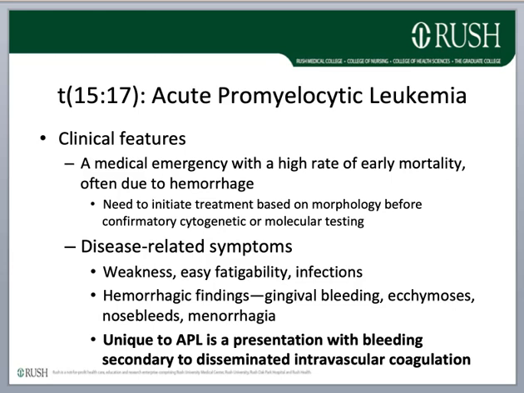In addition, patients with AML in general and APL in particular present with symptoms, as mentioned, that are related to complications of pancytopenia, that is anemia, neutropenia, and thrombocytopenia. So this includes weakness and easy fatigability, infections of variable severity, and especially hemorrhagic findings such as gingival bleeding, ecchymoses, epistaxis, or nosebleeds, or menorrhagia in women. Combinations of these symptoms are common. Now, unique to APL is a presentation with bleeding, which is secondary to DIC.